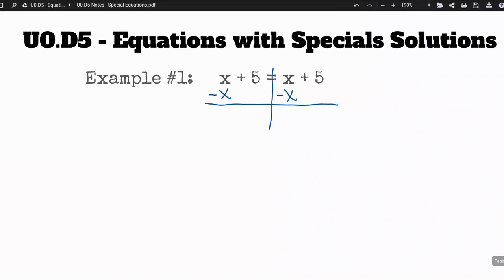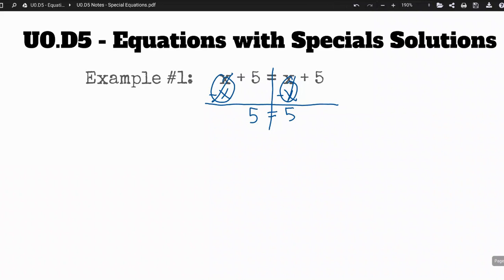Keeping in mind that x is really the same as 1x, each of those subtractions represents 1x minus 1x. And 1x minus 1x is really just 0. But it also happened on the other side that 1x minus 1x is 0. And I'm left with 0 plus 5 on the left and 0 plus 5 on the right. Uh-oh, where'd the x go? Where's the variable? Well, it actually canceled out on both sides.